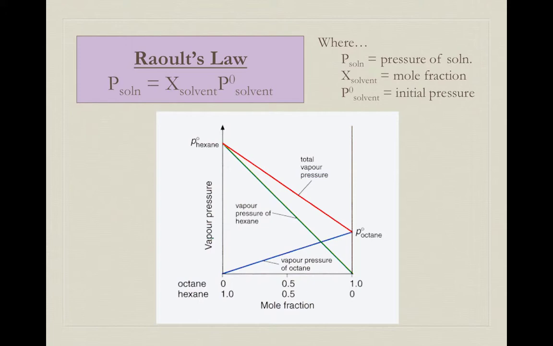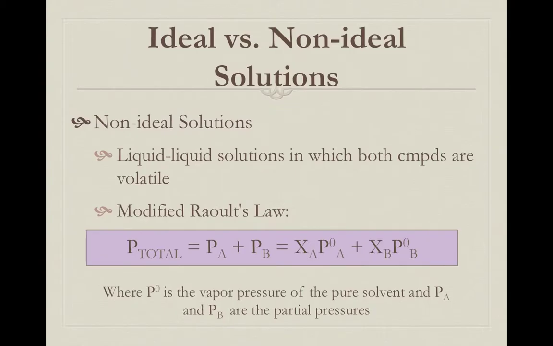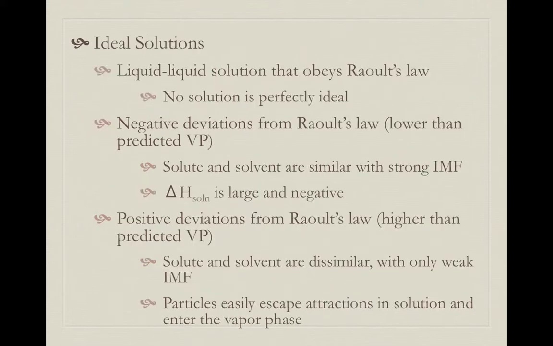Raoult's law has to do with vapor pressure lowering. Again, not likely to see this, but it's good to know this relationship in the graph. A non-ideal solution is when both compounds are volatile. Basically, both compounds easily evaporate. You can modify Raoult's law. You're very likely not to see this, but that's just a modification of the other equation.